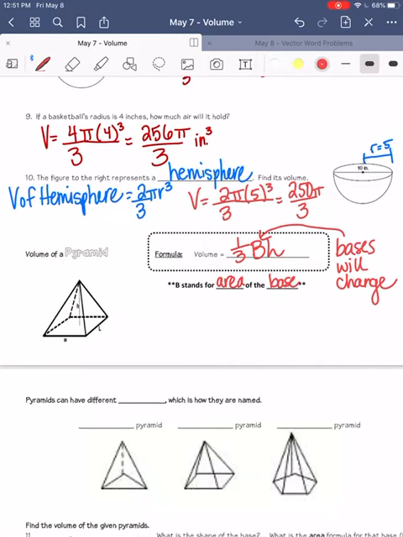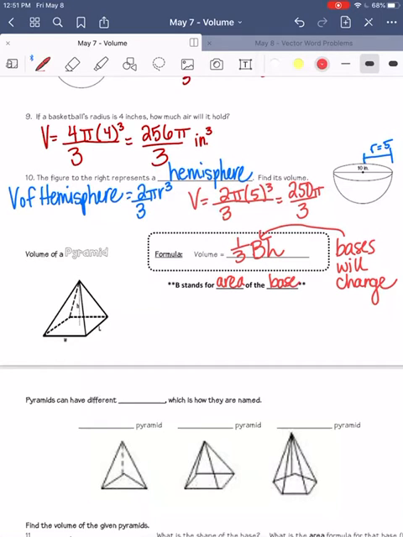I'm pretty sure, I'm not 100% positive, but that's what I guess, based on the way they look. But you can have many different types of pyramids. So the first thing we have to do is find just the area of the base. Is the bottom part of the shape a square, a rectangle, a triangle, etc.? And then we find that area.